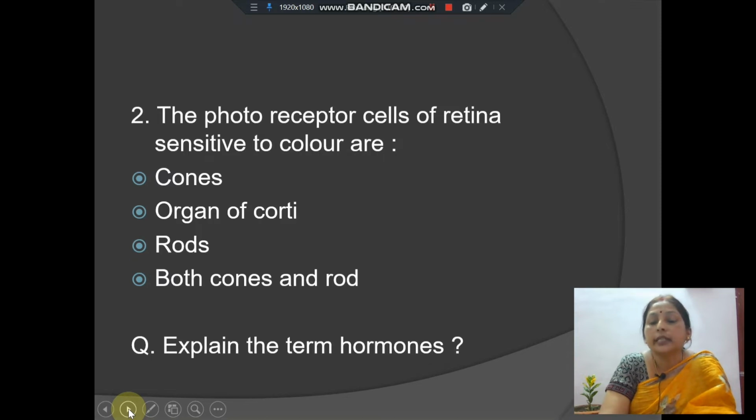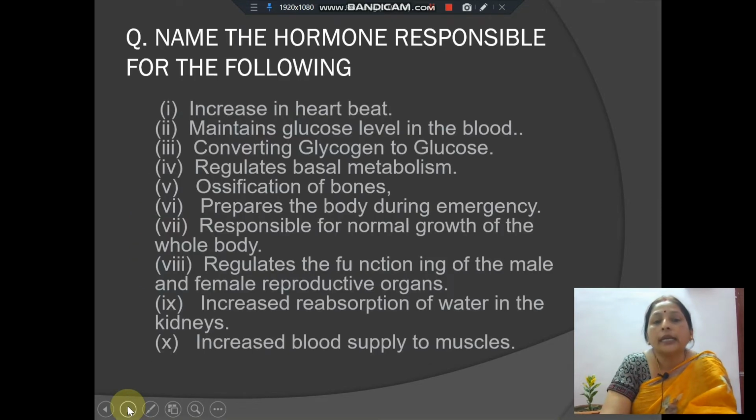Next question is explain the term hormones. Hormones are the secretions from the endocrine gland. Name the following. Here we have to name the hormones responsible for the following functions. So increase in heartbeat is controlled by the adrenaline hormone.